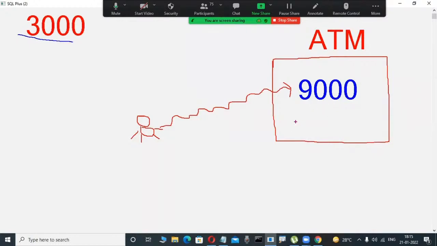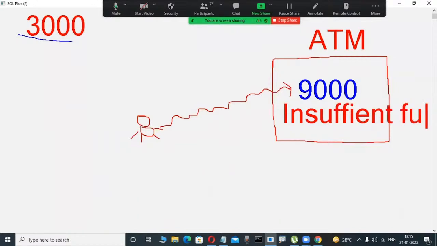In this case, it will give a message. You are observing or not, on your ATM machines, some message will be displayed. Suppose "insufficient funds" is a message. Why? Because here your balance is low, 3,000, but you are trying to retrieve more than 3,000, that is 9,000, 8,000, 7,000 like that. How is it possible? In that case only, an insufficient funds message will be displayed.